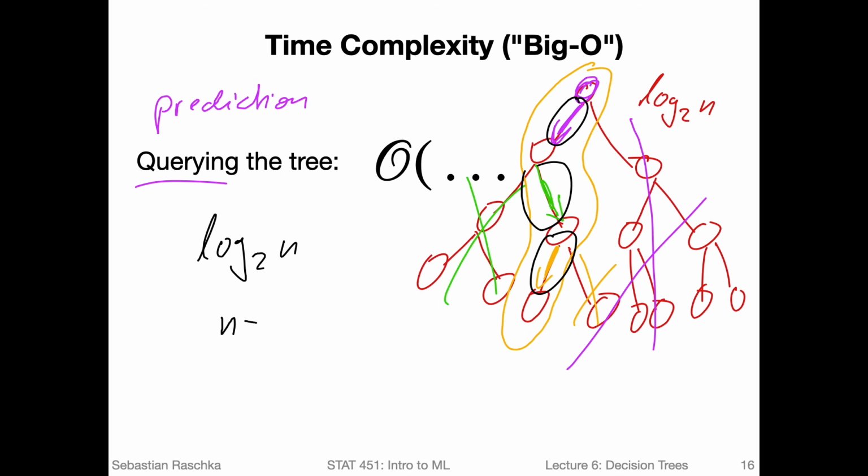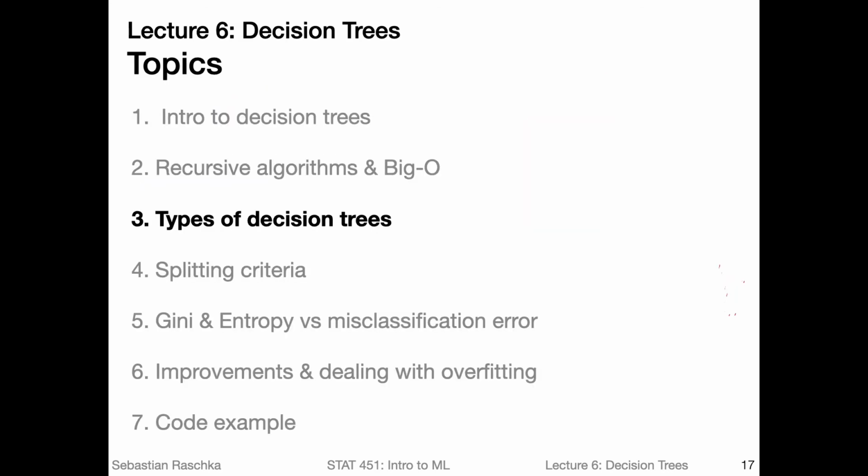If n equals 8 here, then this would be 3, right? So the complexity of querying a tree is just log 2 n. And remember also, in big O notation, we actually don't use the subscript, so it's just log n. Oh yeah, and this is already it for this video.